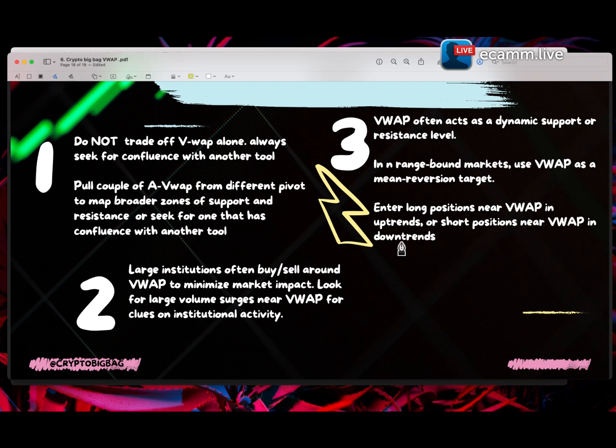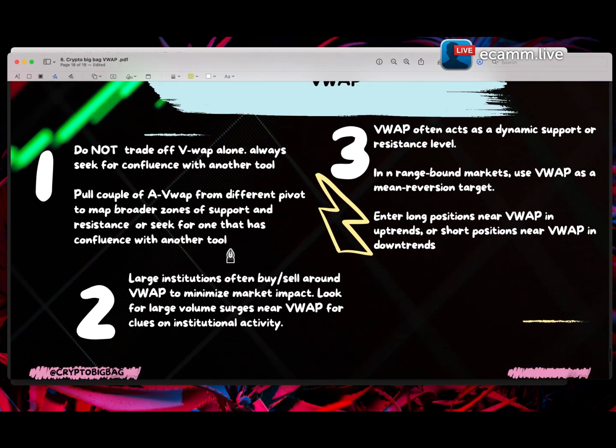Right? In range-bound markets, use VWAP as the main reversion target. Enter a long position near the VWAP in an uptrend or a short position near the VWAP in a downtrend. Always seek for confluence when you're using VWAP. You don't want to trade VWAP alone.